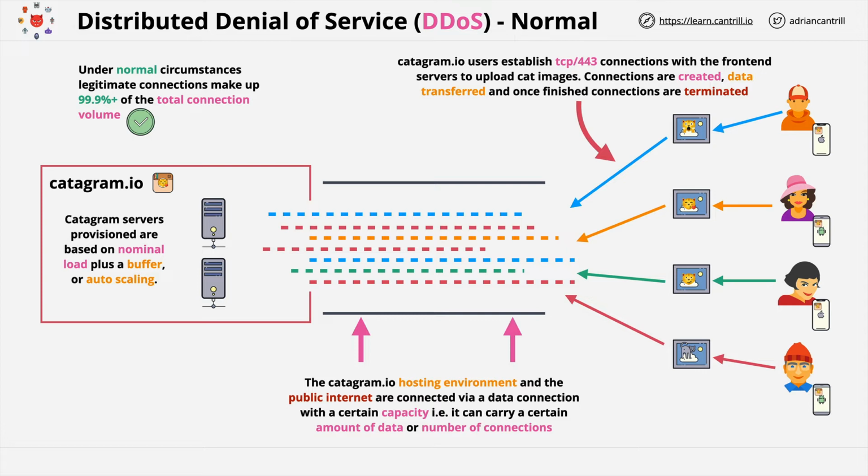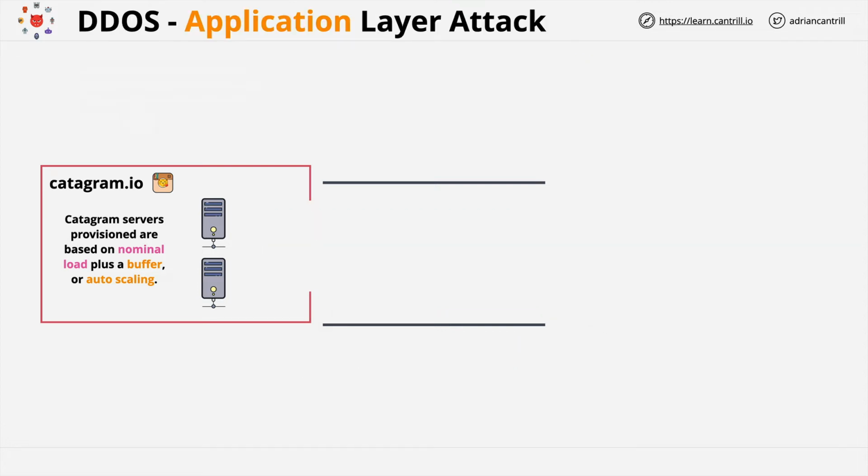We have an application, the servers are sized appropriately, we have an appropriate data connection, and our users are accessing the application using this infrastructure. Now let's step through what happens with the various different forms of DDoS attack. The first type of DDoS attack is the application layer attack.